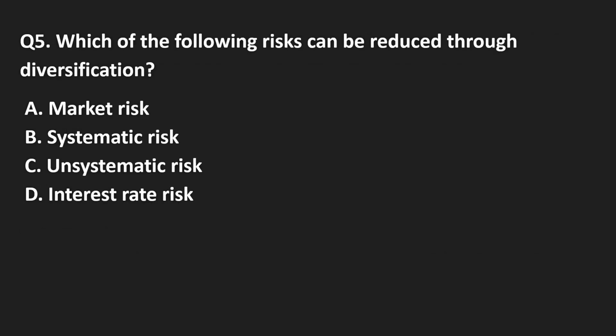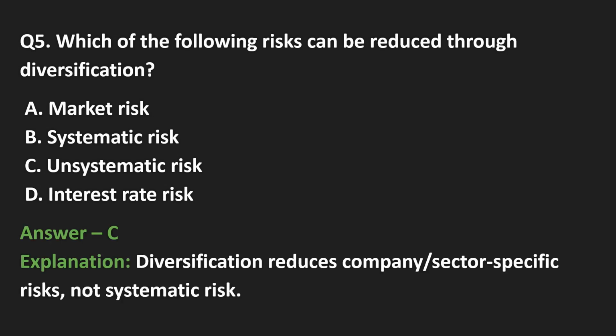Next question. Which of the following risks can be reduced through diversification? Option A, market risk. Option B, systematic risk. Option C, unsystematic risk. And option D, interest rate risk. Correct answer is option C, unsystematic risk. Diversification reduces company or sector specific risk, not systematic risk.